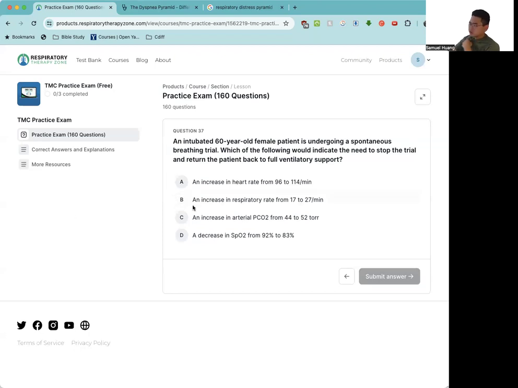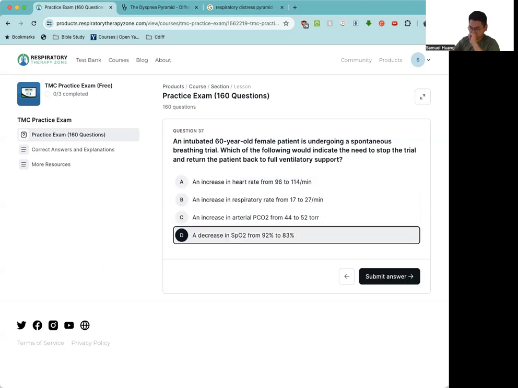So here, increase in heart rate, nothing to write home about, 96 to 114, whatever. Respiratory rate 17 to 27. That's still okay, because the upper limit of normal is 22, so we can tolerate probably up to 32. It's below 30 for sure. PCO2 increased, that could be concerning. SpO2 dropped below 88%. That's not good. They need to be back on it.